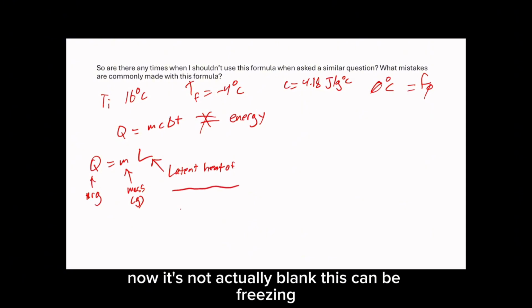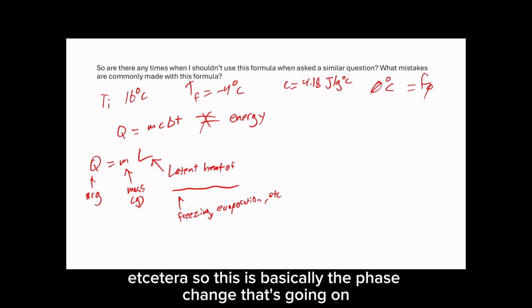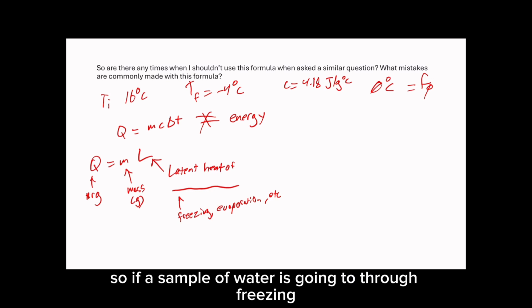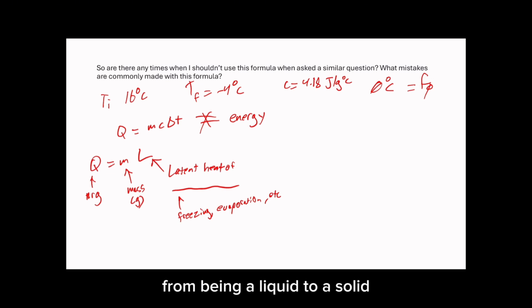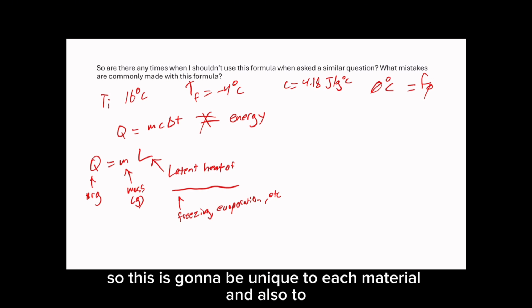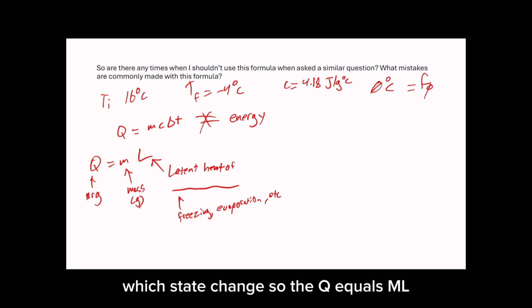Now it's not actually blank. This can be freezing, evaporation, etc. So this is basically the phase change that's going on. If a sample of water is going through freezing, it actually takes another quantity of energy to cross the barrier from being a liquid to a solid, or the other way around too. So this is going to be unique to each material and also to which state change. So the Q equals mL.